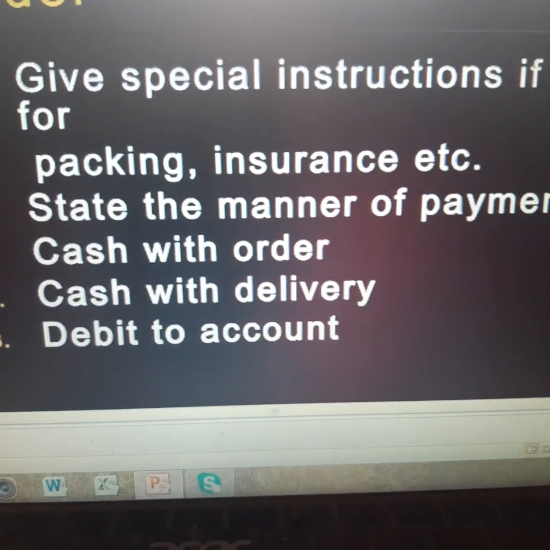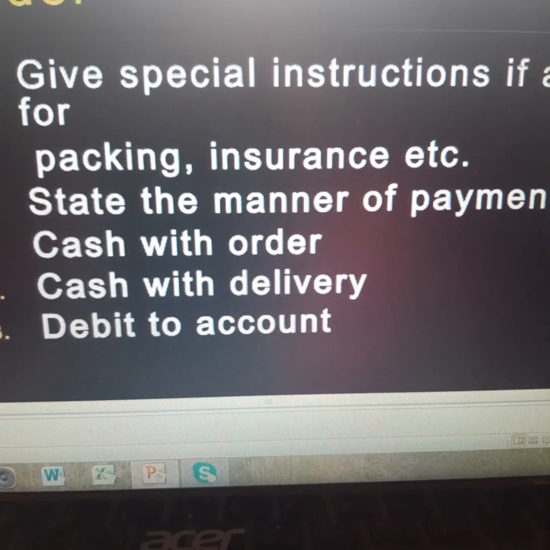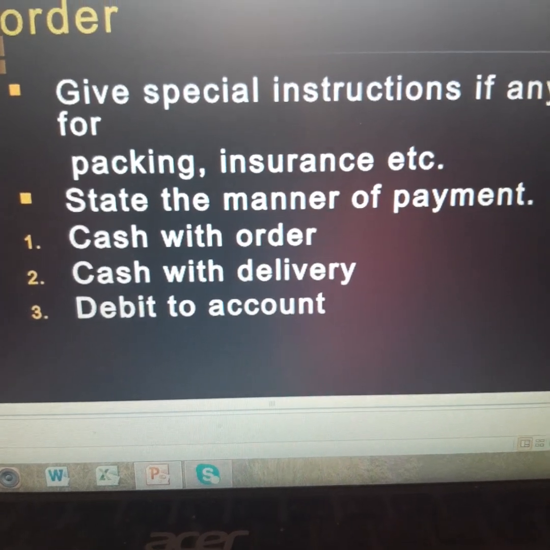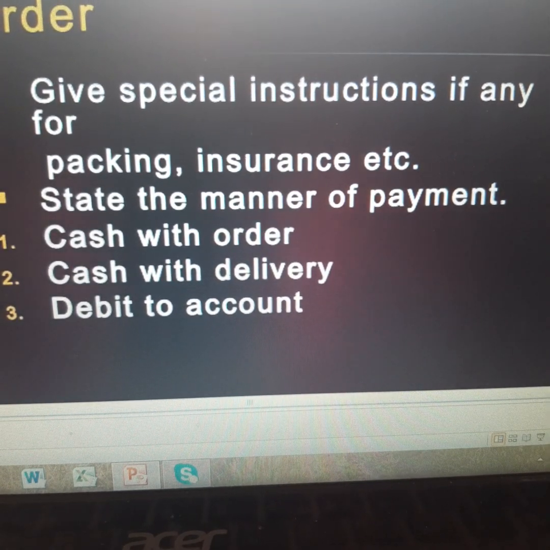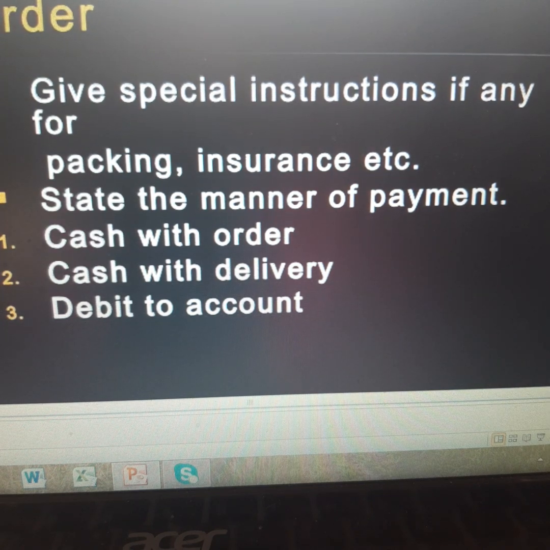Give special instructions. Now, this is also very, very important, children, that we have to give them some special instructions. It could be related to packing, okay, how the product should be packed, and that the safe delivery of the product will be entirely the seller's responsibility. All this you have to mention, children, in the content. What language will you use? I will teach you, I will show that to you.